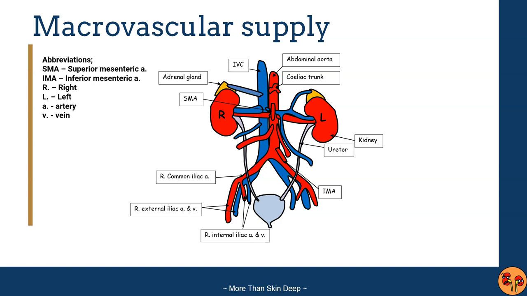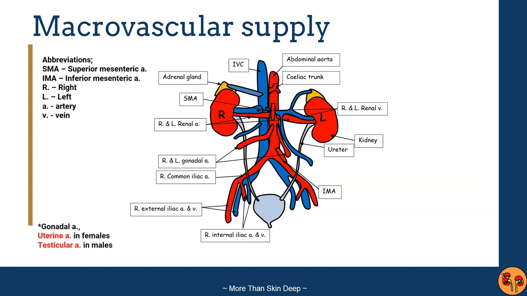Inferior to the superior mesenteric artery, you have the right and left renal arteries. These are also accompanied by the corresponding renal veins, and moving down from the renal arteries, you have the right and left gonadal arteries. Gonadal here referring to the uterine artery in females or the testicular artery in males.